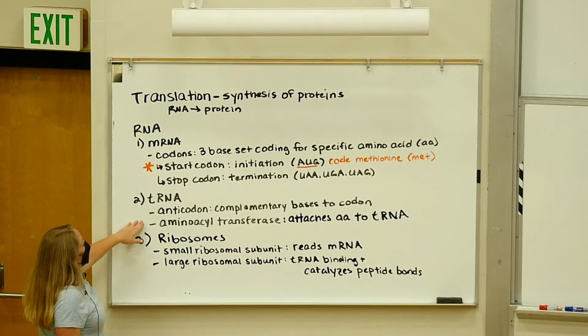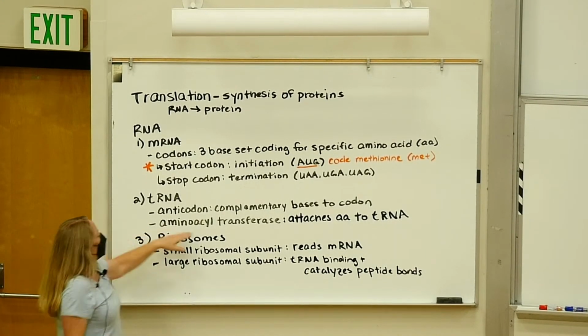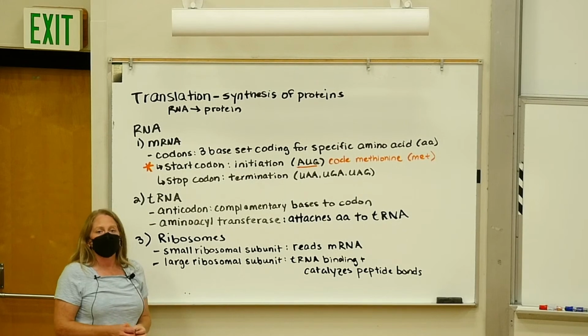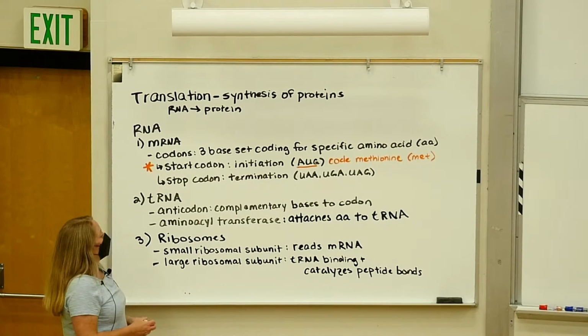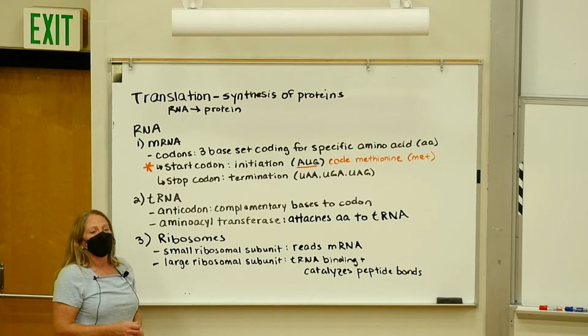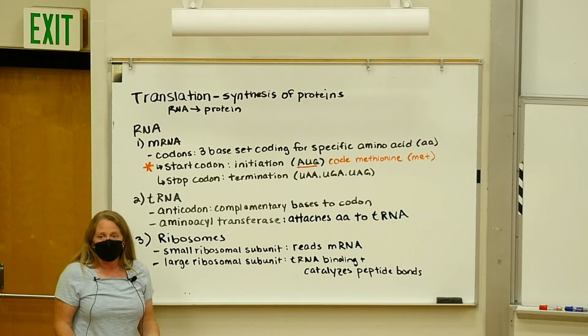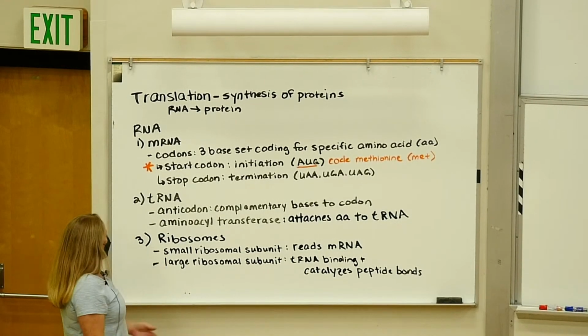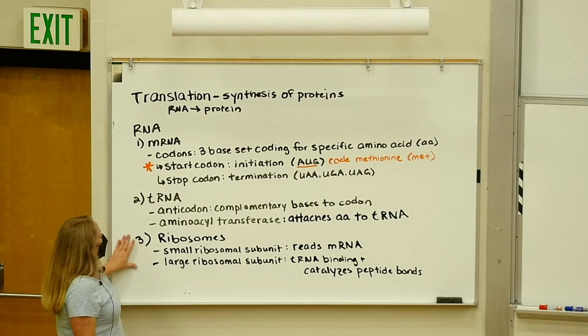In order to get that amino acid onto the tRNA, you're going to use an aminoacyl transferase. That's another protein, and we'll show how exactly it is putting that amino acid onto the tRNA so that the tRNA can then do its job. And then we'll talk again about the ribosomes.